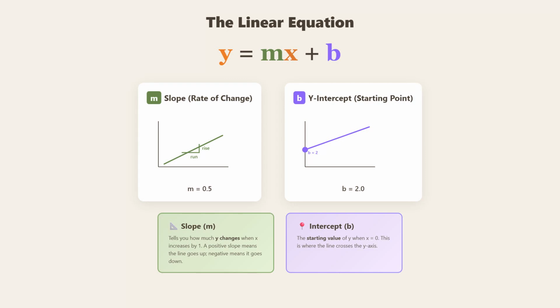The magic happens when we realize that with just these two numbers, we can make predictions for any value of x, even values we've never seen before. This is the power of generalization in machine learning.